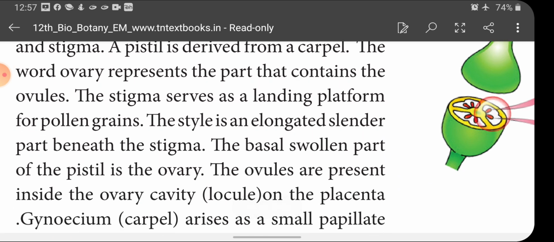The style is an elongated slender part beneath the stigma. The basal swollen part of the pistil is the ovary. The ovules are present inside the ovary cavity, that is the locule. Ovules are present inside the ovary cavity. The ovarian cavity is called the locule, and the placenta.